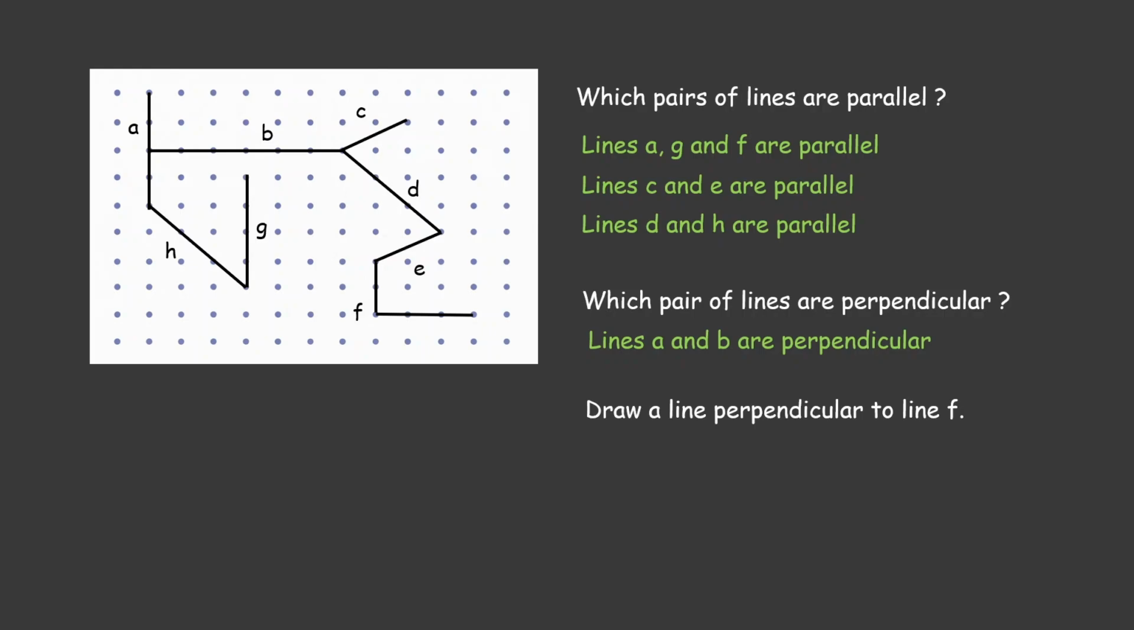Let us now look at one activity to explore parallel and perpendicular lines by folding a piece of paper. We have a square piece of paper. Can you pause the video and tell which pair of edges are parallel and which pair of edges are perpendicular to each other? Yes, in this case, the opposite pair of edges are parallel. These two are parallel and these are parallel to each other. While the adjacent pair of edges, they are perpendicular.